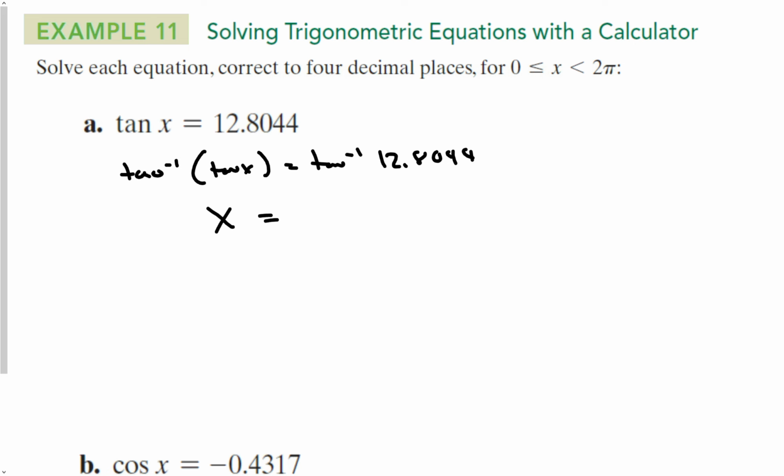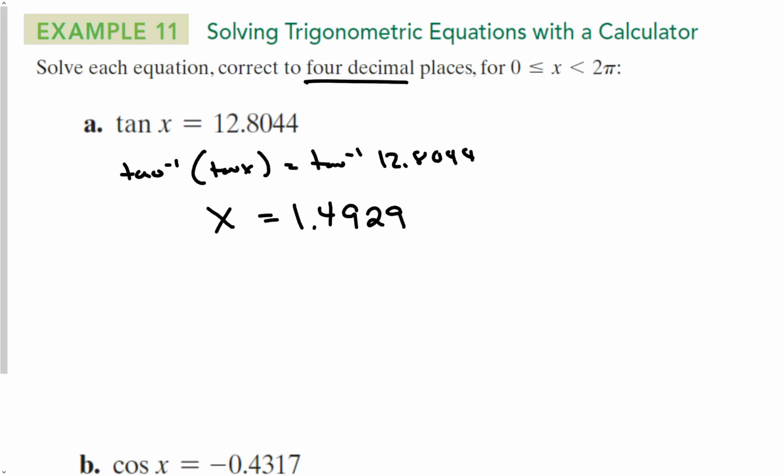So let's see. You usually have to press shift. 12.804 gives me 1.49. So x is equal to 1.4929, usually four decimal places, yeah. But there's a problem, okay?